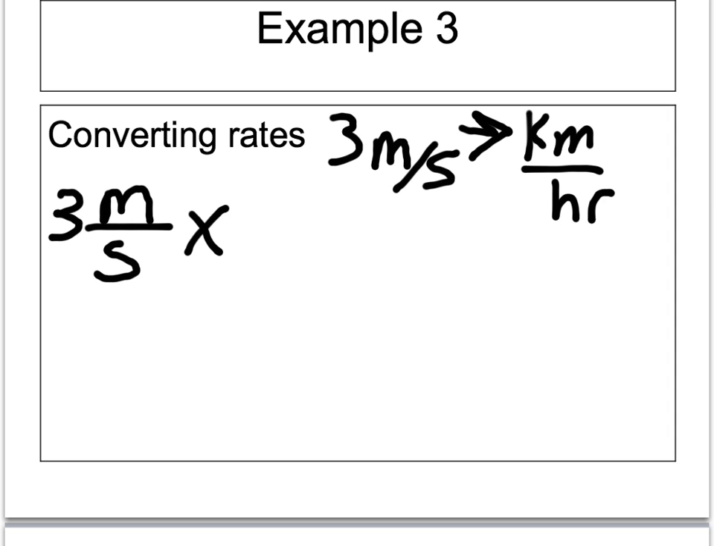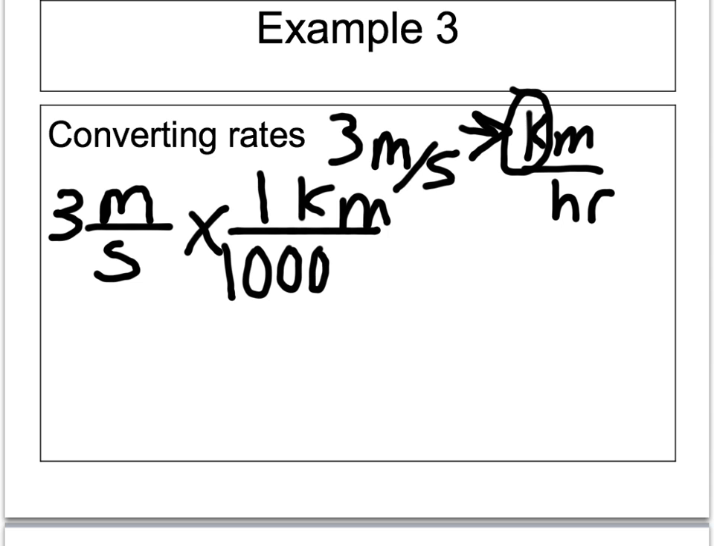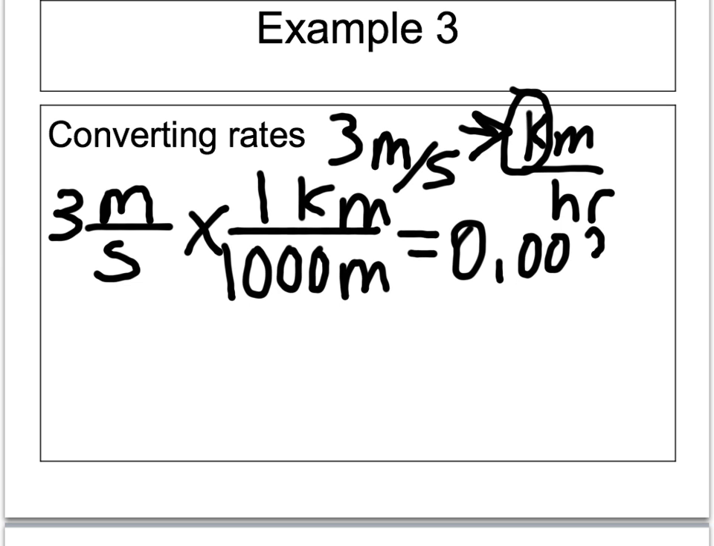Now I'm going to pick either meters or seconds and convert it. Let's go with meters. If you remember the metric chart with King Henry, kilometers is 1,000, so I want to end up with 1 kilometer, and there are 1,000 meters in a kilometer. Alright, so that's how I would convert the top part, and I can go ahead and do that. 3 over 1,000, so now I'm at 0.003 kilometers, and it's still per second.